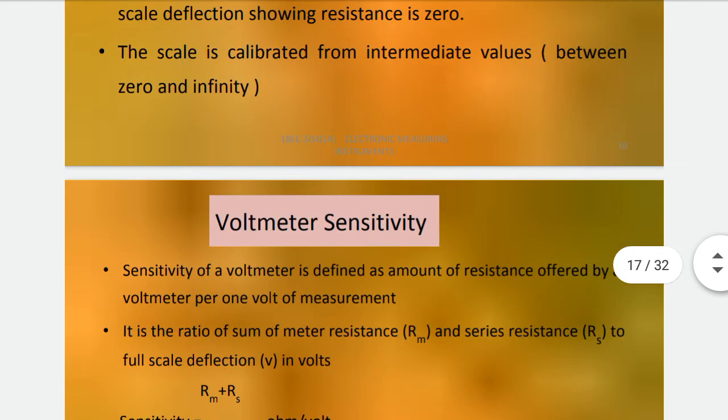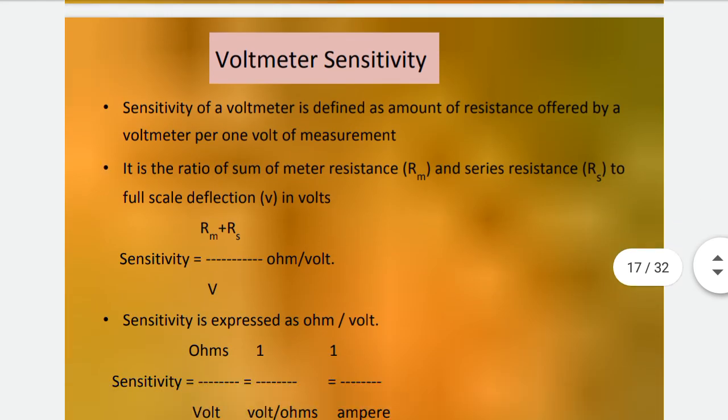So sensitivity, how to define the sensitivity? It is defined as the amount of resistance offered by a voltmeter per 1 volt of measurement. Now let us go into the deep discussion.